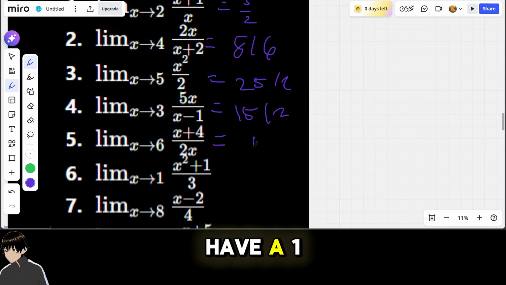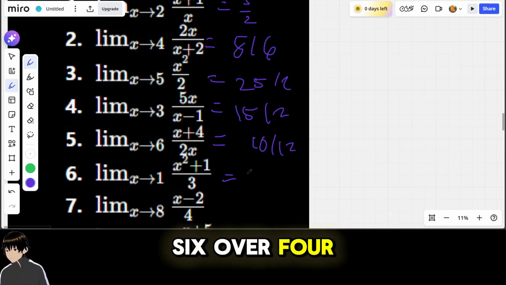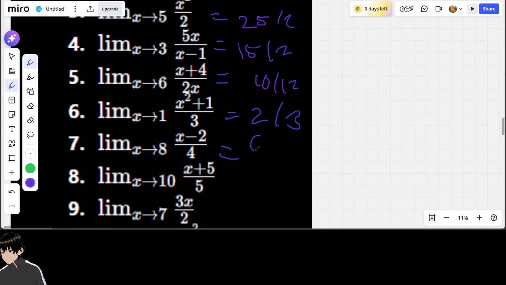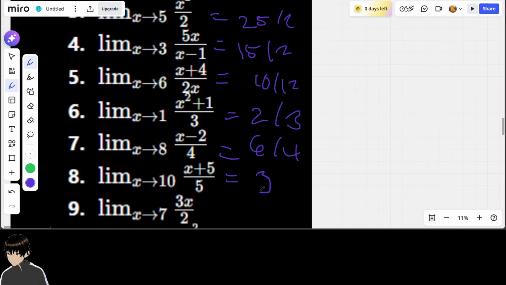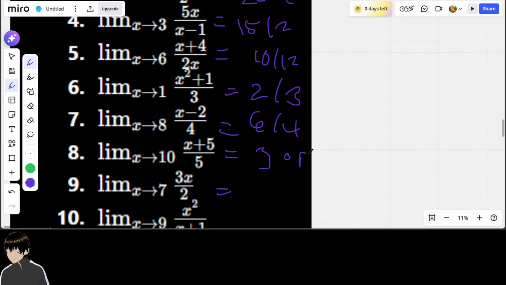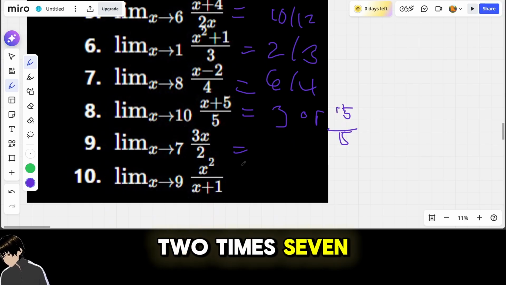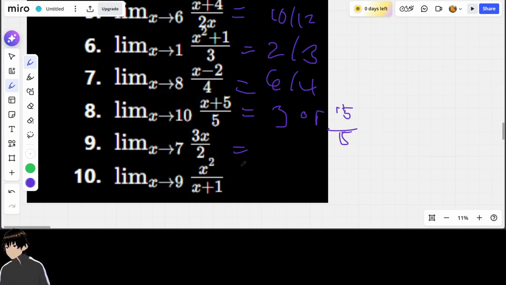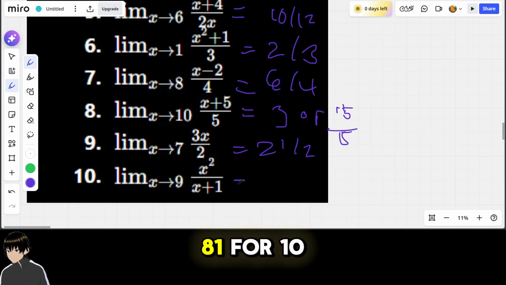So now we have 1 plus 1. Okay, 2 over 3. It's going to be 6 over 4. It's going to be 15 over 3, or 15 over 5. So we have 7 over here. So you have 3 times 7. It's going to be 21 divided by 2. Okay, 21 over 2. 9 squared is 81. 9 plus 1 is 10. So you have 81 over 10.